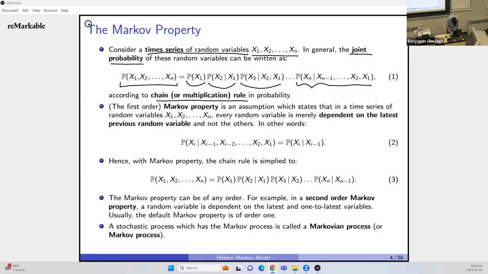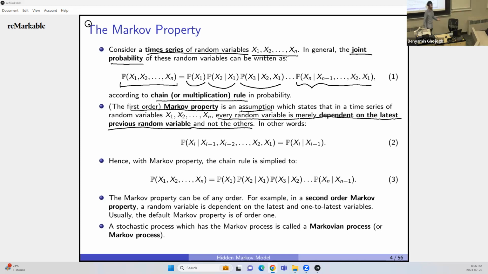The first order Markov property, or whenever we say Markov property, by default we mean first order. It is an assumption that in a time series of random variables x1 to xn, every random variable is dependent only on the latest previous random variable and not the other ones. So what do I mean? I have x1, x2, x3, right? x2 only depends on x1. x3 only depends on x2. However, in general, x3 should depend on x1 and x2. But the Markov property says x3 forgets x1.